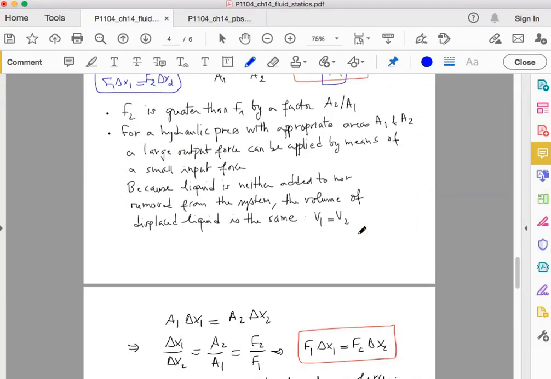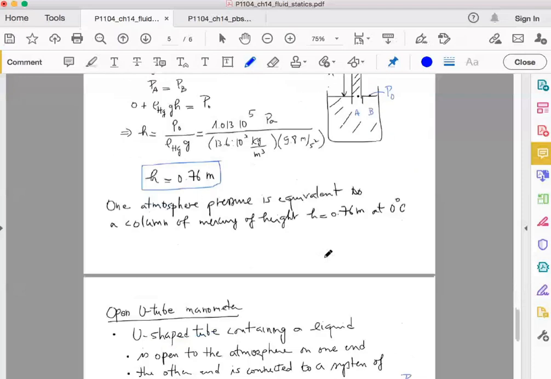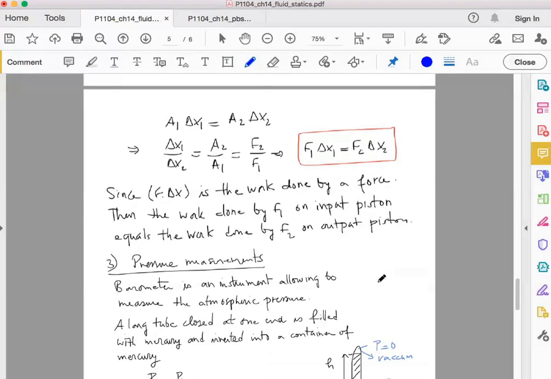So this is it for Pascal's law and the hydraulic press. Keep in mind this hydraulic press as a very famous application of Pascal's law. Now we're going to move to the pressure measurements.